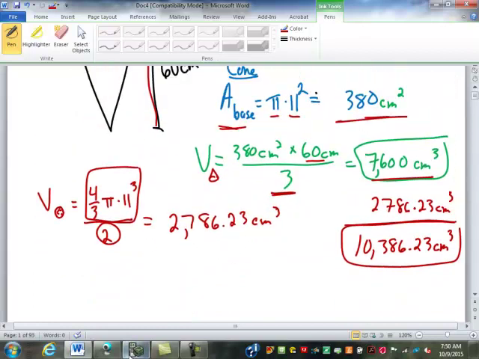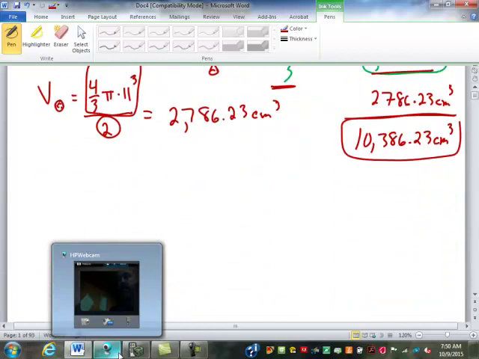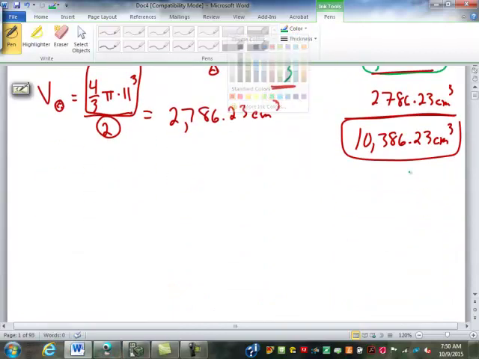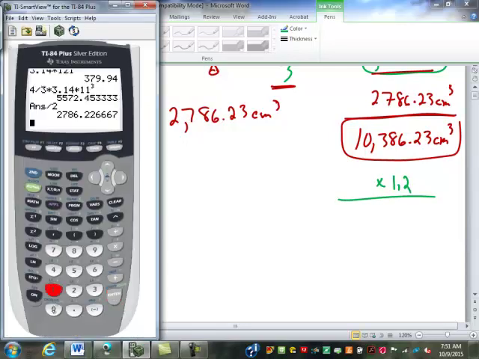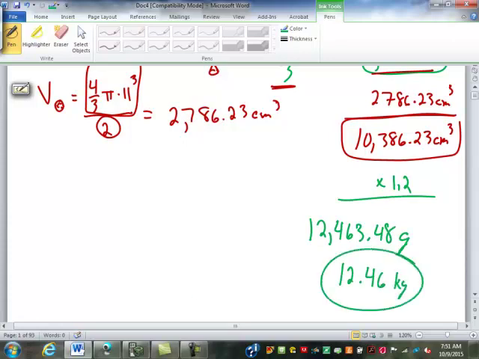Surface, well, actually, I'm going to skip down to number 3, density. The density is 1.2 grams per cubic centimeter. To find my density, I'm just going to take this times 1.2. So 10,386.23, or whatever you had, times 1.2 is going to give us 12,463.48. That is grams, or about 12.46 kilograms.